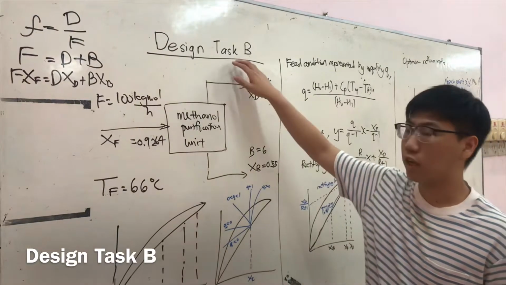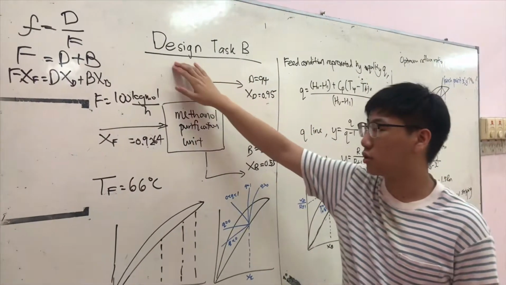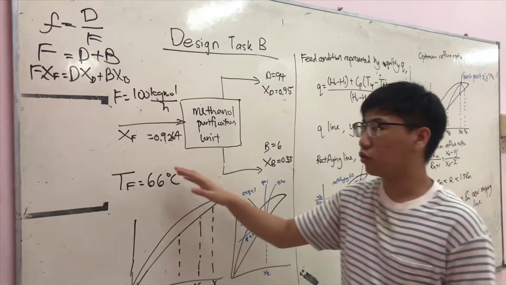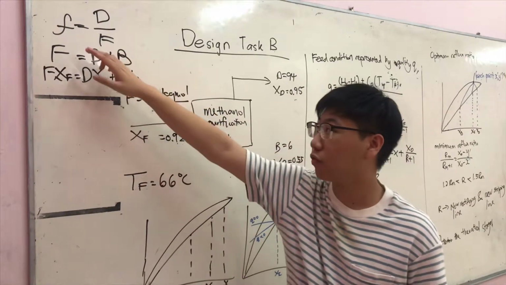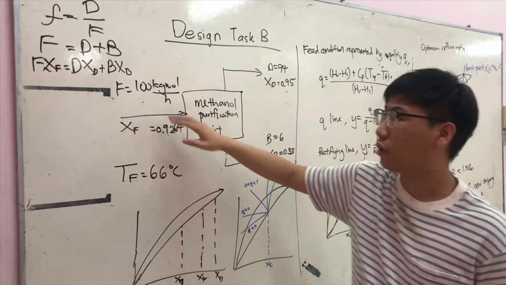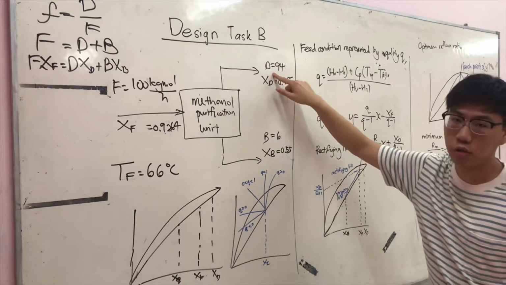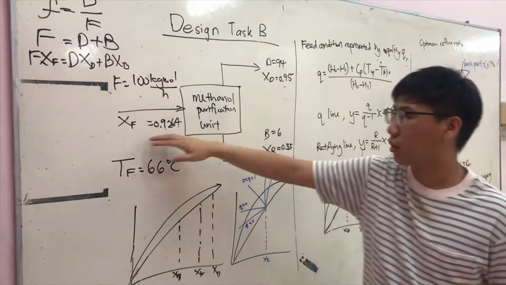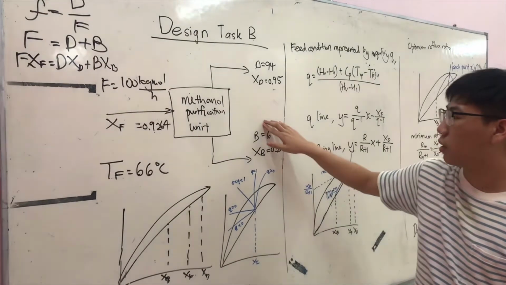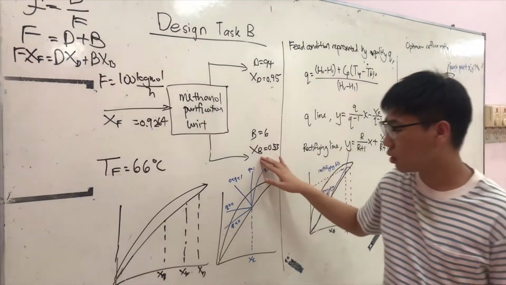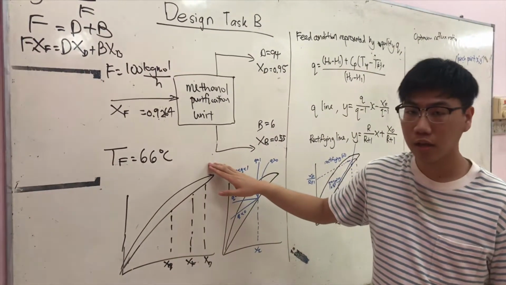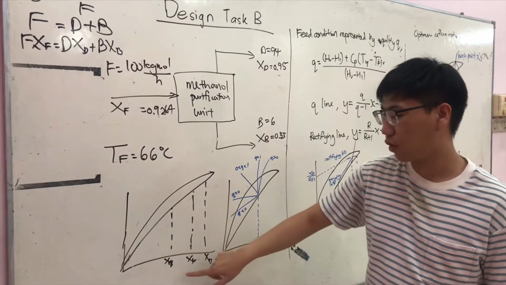Now I discuss task B. Task B needs us to design the methanol purification unit and calculate the number of theoretical stages. From the problem, we know the small f, and we assume the feed. Then we can calculate the distillate. From the material balance, we can get B, xD and xB. After that, we can plot a graph with equilibrium data and plot the points xD, xF and xB.